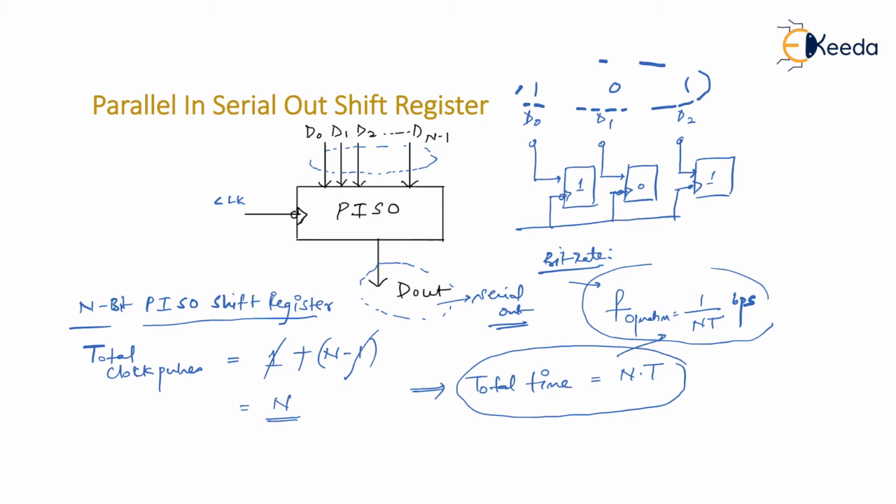If you want to know at what bit rate this is happening, you can calculate like this. I hope you understand, because the unit for total time is in seconds and the inverse of time obviously gives you frequency. I'm sure you understood that. Let's move to the very last type, that is the parallel in, parallel out shift register.